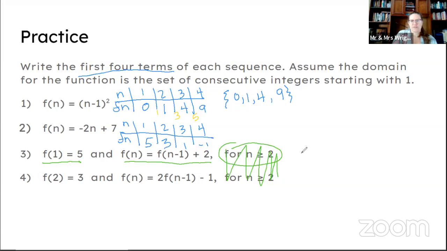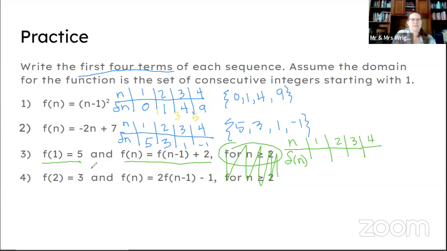All right, so let's go ahead. Oops, up here, we did not write our answer. Our answer was 5, 3, 1, and -1. My curly brackets are just scribbles. I'm sorry, that's how I do it. All right, so n and f of n. We already know what 1 is, don't we?